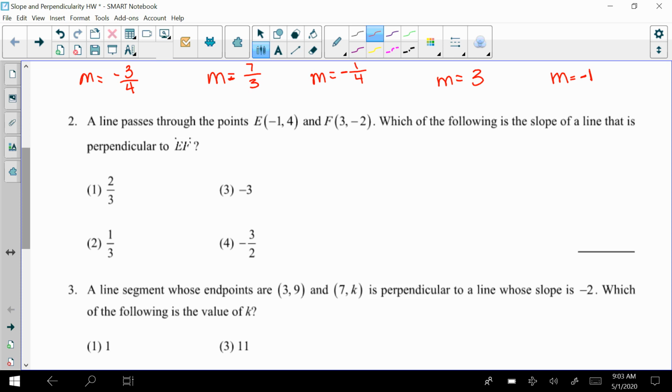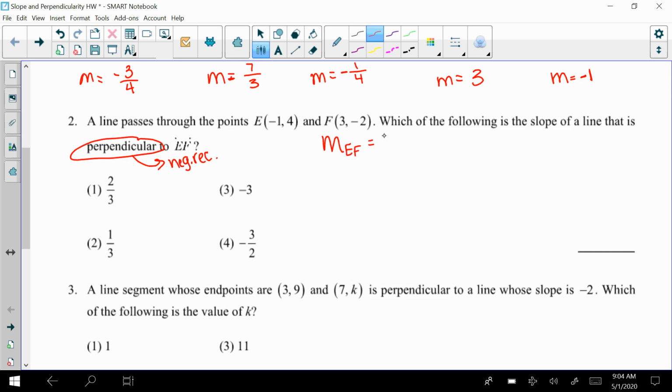Here they want to know what's perpendicular to EF. This homework's all on perpendicular, but eventually you're going to be mixing in parallel, so you've got to be a little careful. Whenever I see perpendicular, I always just circle that and make a note to myself. Okay, we want to take the negative reciprocal. So first of all, I'm going to find the slope of EF.